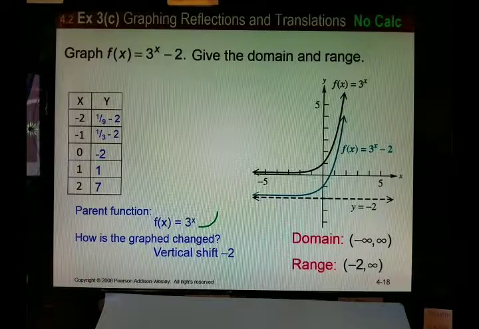Domain, it does go left and right forever, but for my range on this blue graph, it goes as low as, but not including the -2, and then up forever. So that's why the range is -2 to infinity.